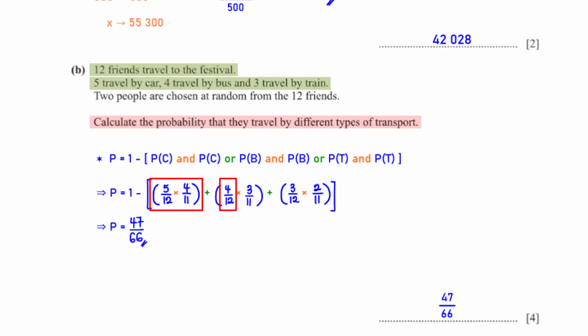After this person is picked, the pool reduces by 1, and so the probability that the second person chosen also travels by bus is 3/11. The probability that the first person travels by train is equal to the number of friends who traveled by train, which is 3, divided by the total number of people, which is 12. After this person is picked, the pool reduces by 1, and so the probability that the second person chosen also travels by train is 2/11. When we type this into the calculator, we get 47/66.